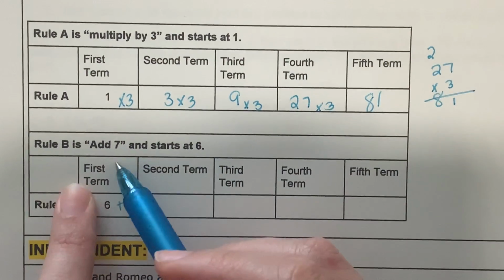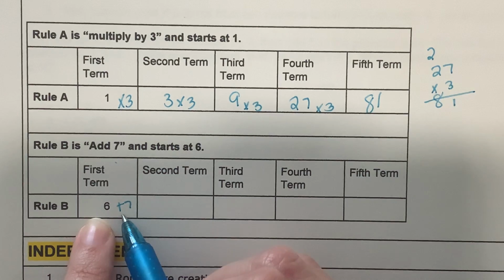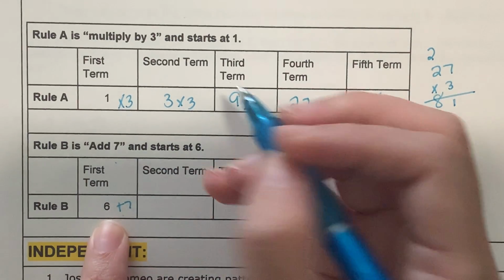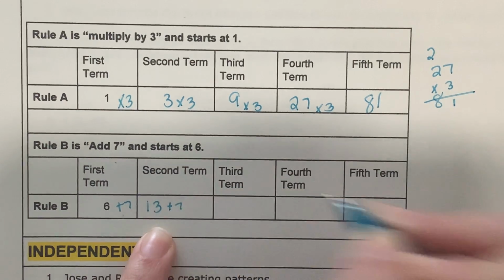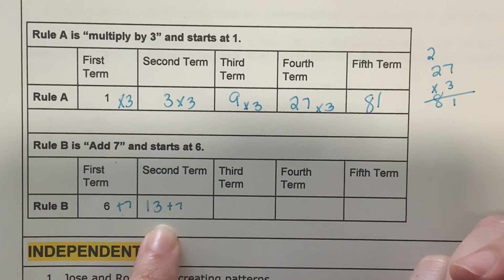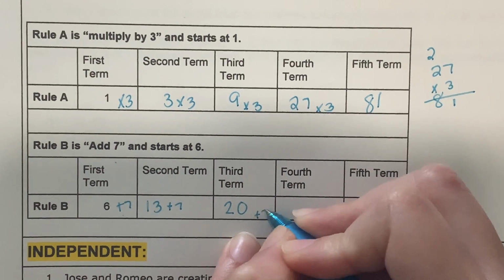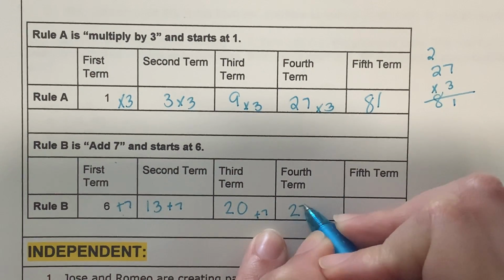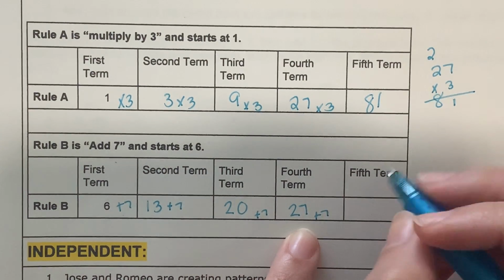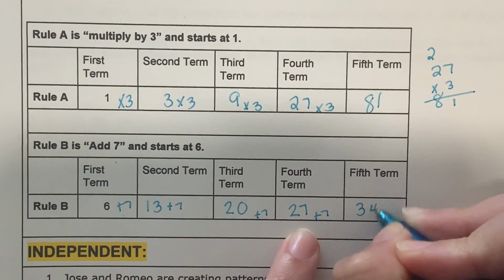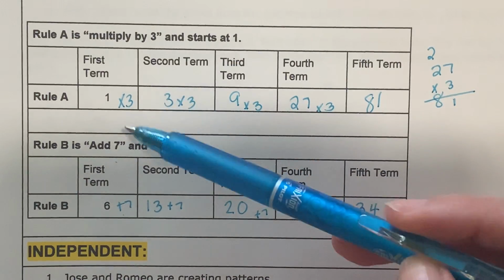Rule B is to add 7. First term, start at 6. 6 plus 7, 13. Add 7 again, 20. Add 7 again, 27. Add 7 again, 34. Now, which term do they have the same number?